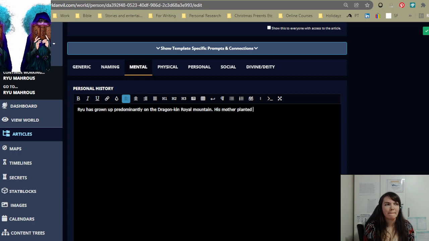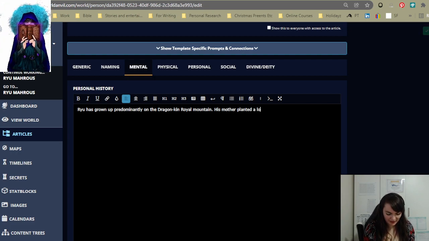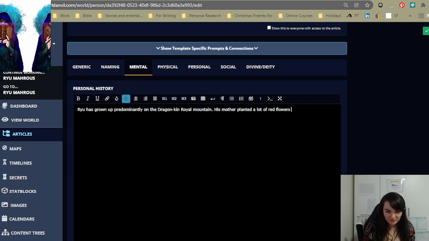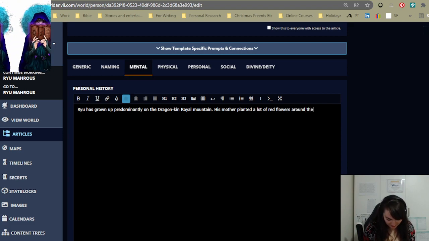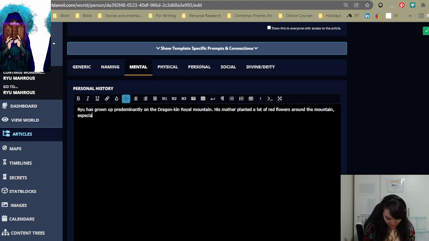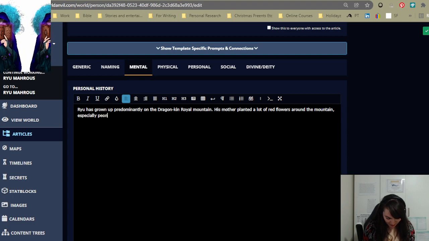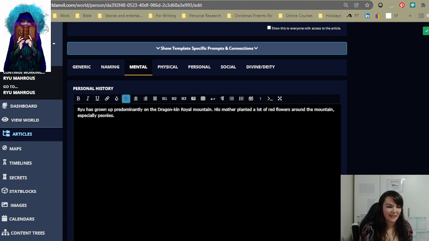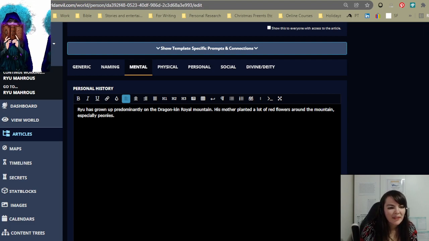planted a lot of red flowers, especially peonies, because why not? I can always change things later if I need to. But for the moment, that's that.